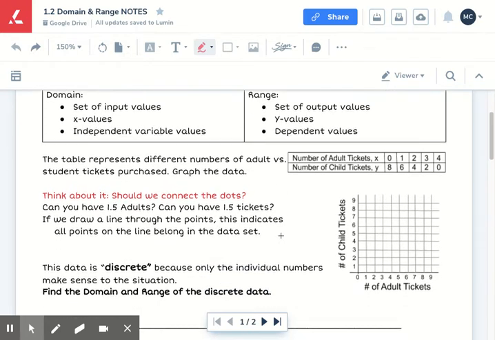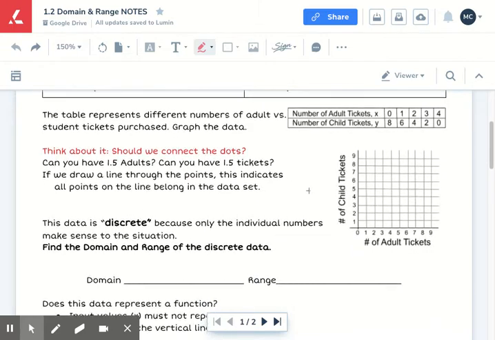Alrighty, so we have an example here. This first one is an in context problem. And we're given some data that's in a table. This says the table represents different numbers of adults versus student tickets purchased. And they want us to graph the data. So the number of adult tickets is X, and the number of child tickets or student tickets is Y.